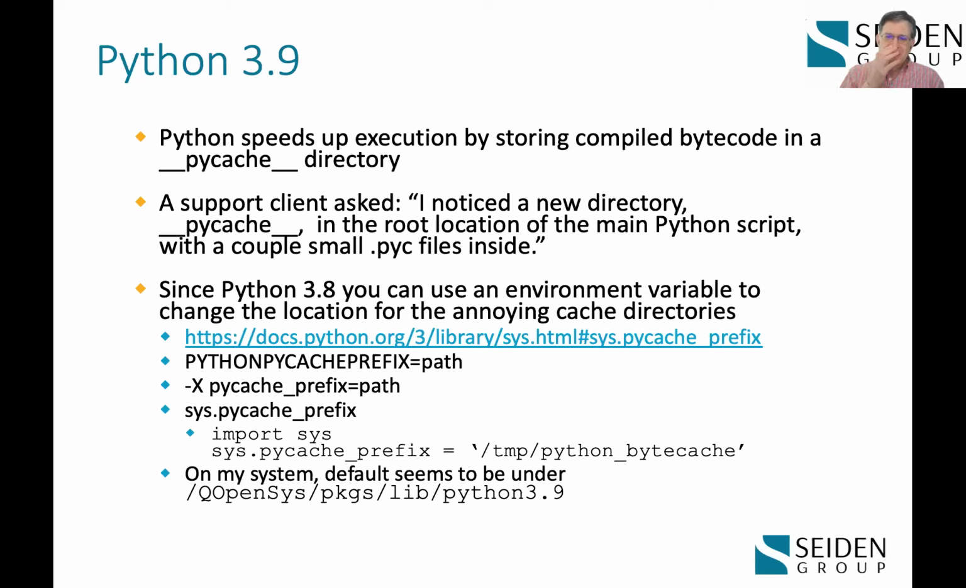So one of our clients said, I noticed a new directory, PyCache, in the middle of all my scripts. He was confused. What are these files in here? Well, that's where it went by default. But since Python 3.8, you can change the location, because if you're using source control, you don't want to check this cache stuff into your source control. It'll get in the way and mess things up. You really don't want to save that. So you can specify a different location where it goes. That's something that's kind of recent that came out in Python.